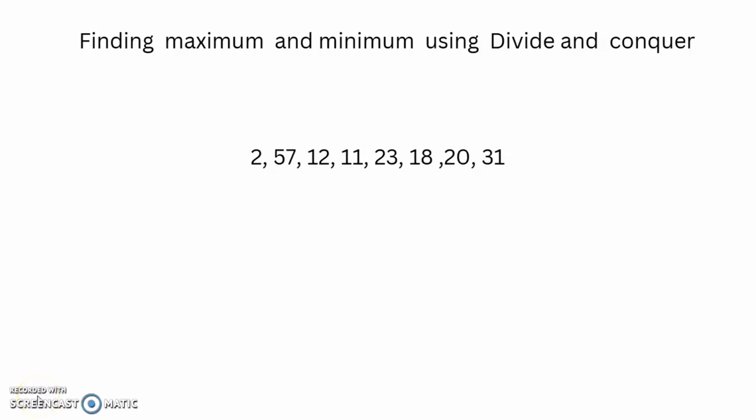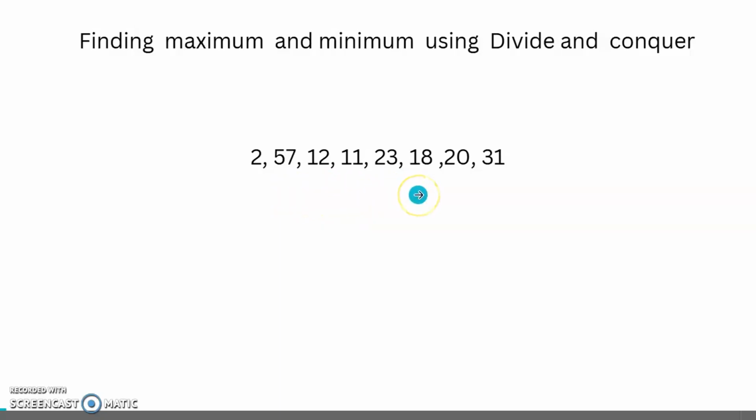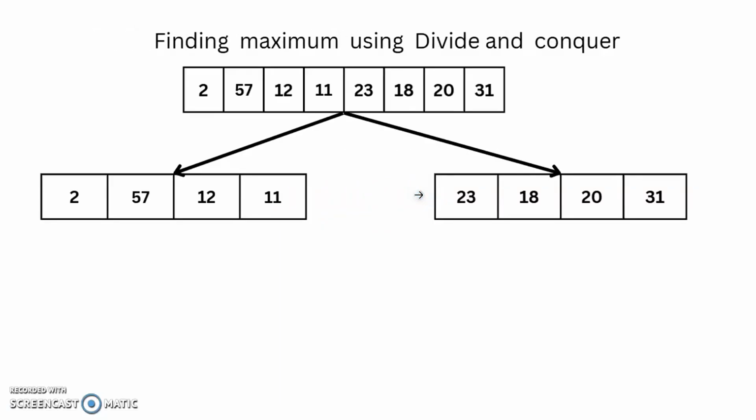Let us see an example for divide and conquer algorithm. That is, we want to find the maximum and minimum using divide and conquer algorithm. Here we have taken a list of numbers. What we have to do first, you will divide that list into two halves. In this example, the list contains 2, 57, 12, 11, 23, 18, 20, 31. So total 8 numbers are there. That list is divided into two halves with 4 in each list.